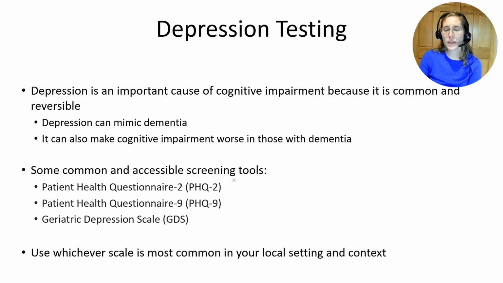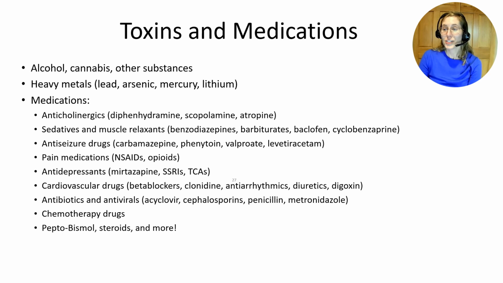So I won't go into these screening tools here because I think that will be in an upcoming lecture that you have. But my takeaway is similar to the other cognitive assessment tools. It's likely very important to just know what scale is common in your local setting and context. So another takeaway about excluding treatable and reversible causes is just that medications can be so harmful for your thinking. So I won't go through this whole list.